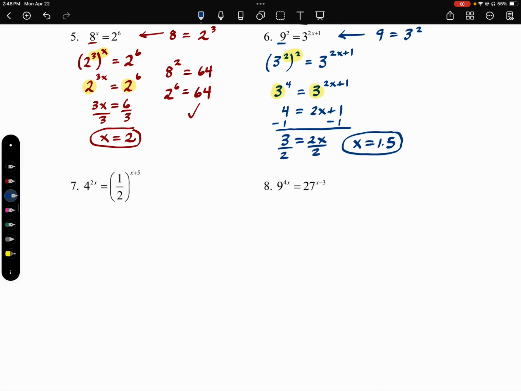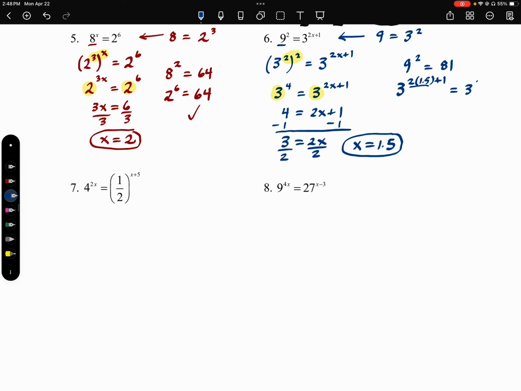For checking purposes, we've got 9 squared. We already know that equals 81. And with our second expression, we have 3 to the power of 2 times 1.5 plus 1. Let's see what we get there. 2 times 1.5 is 3, plus 1 is 4. That would be 3 to the 4th. And 3 times 3 times 3 times 3 does give us 81. So we know that we're correct.